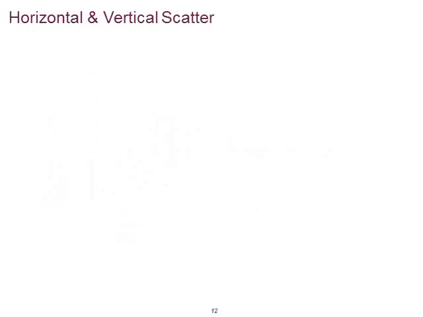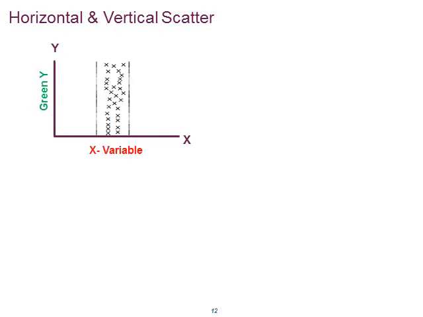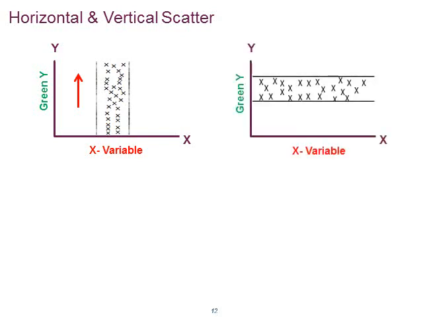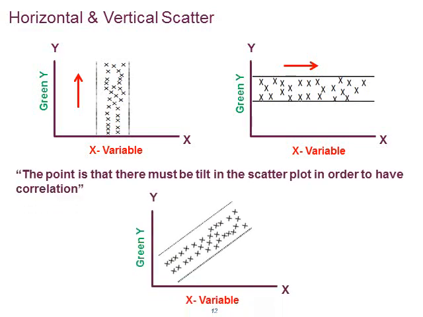Interpretation of some graphs. If there is a huge change in the green Y even though the input variable X is constant, then the variation in the green Y must come from other input variables, not the X taken on the x-axis. Similarly, if there is no variation in the green Y despite large variation in the input variable X, then X has no influence on the green Y. The point is that there must be a tilt in the scatter plot in order to have correlation.